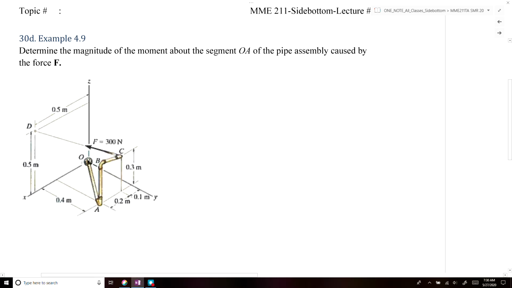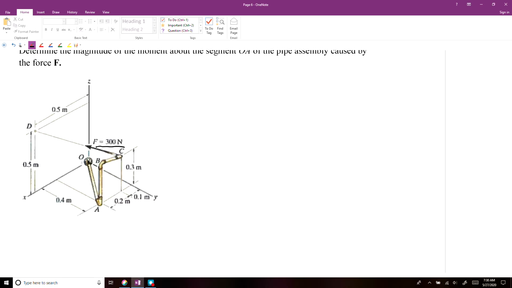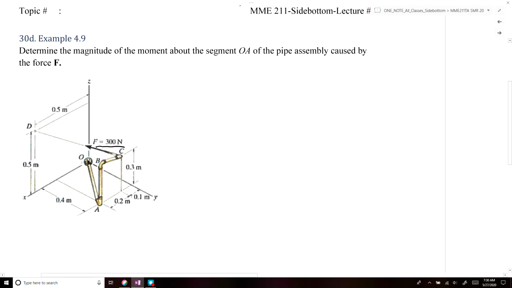So in this problem, we're asked to determine the moment caused by the 300-pound force that goes from point C to point D about the OA axis. Okay, so we can define our moment about the OA axis using this equation.